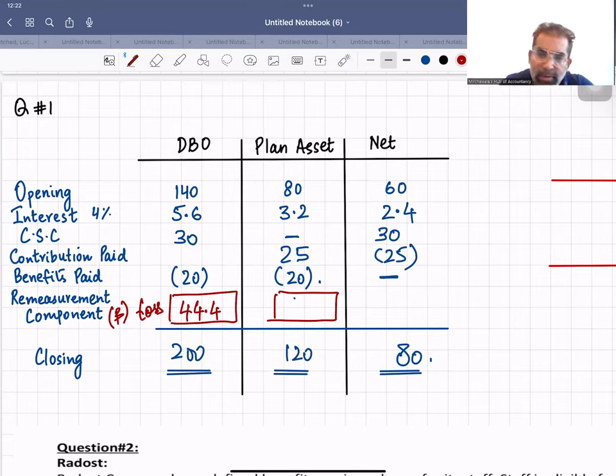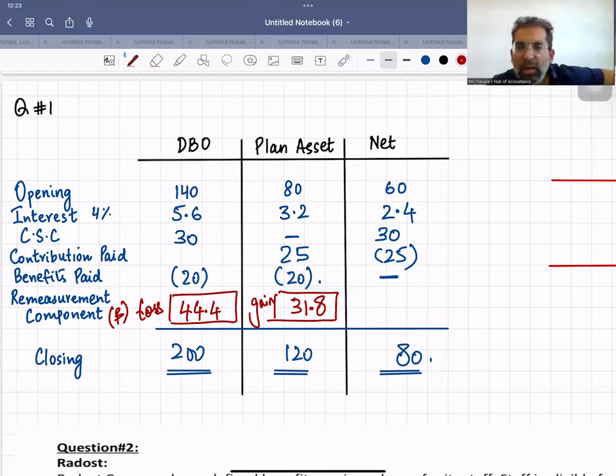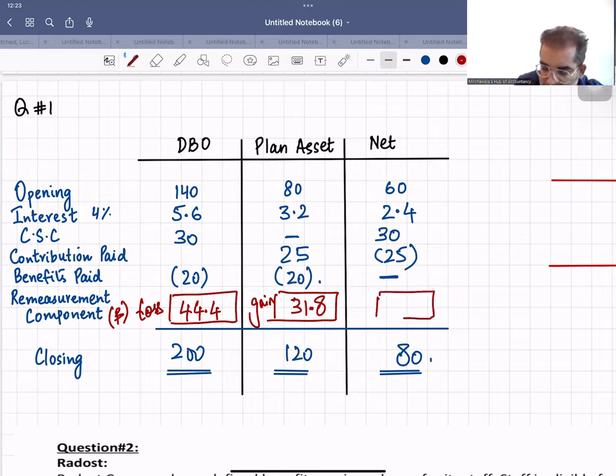Okay, now come to the second account. 80 plus 3.2. Again, a positive number is coming, but in the asset account, a positive number means gain. So now just use your brain. At one end, you have a loss; on the other end, you have a gain. If you cancel it, definitely the loss is greater than the gain, so there will be a net loss.